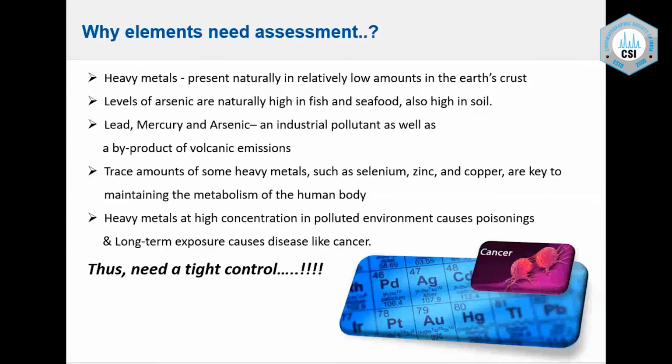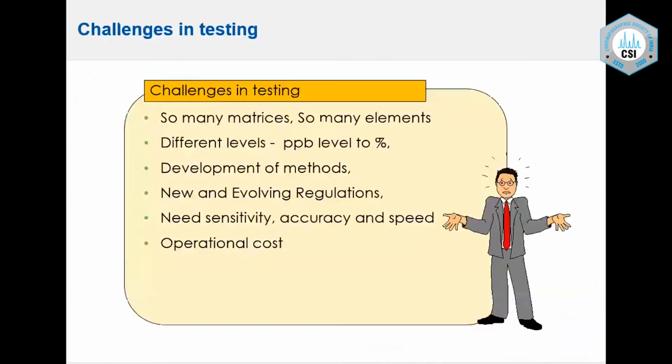On the east and northeast coast, you find more arsenic in the soil. Even this arsenic may be present in seafood and fish, and it is very high in soil. From pollution, from industrial waste and so on, the soil is getting contaminated, and all these heavy metals contaminate the soil. Some of the metals like selenium, zinc, copper are nutrients required for human metabolism at trace level. When all these heavy metals are present at higher concentration and we consume them for a long time, it causes poisoning, and long-term exposure causes diseases like cancer, kidney failure, or many other diseases. That's why the testing of these metals needs to be done in different kinds of products.